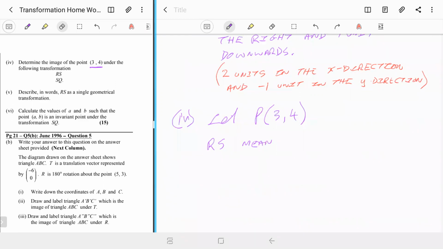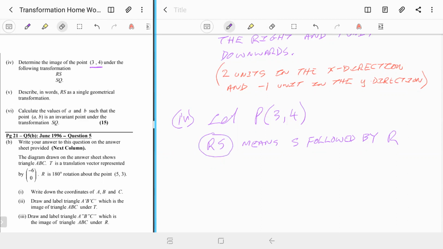RS means S followed by R. The second one there followed by the first one there. Because what that means is that they have applied S first, so R is the second one. They have applied the second one first. So RS means S followed by R. So what it means, therefore, is I can apply S to the point P and then apply R after. But I can also multiply R and S and get it. I'm going to do it both ways and show you. First thing is to know that RS means that.